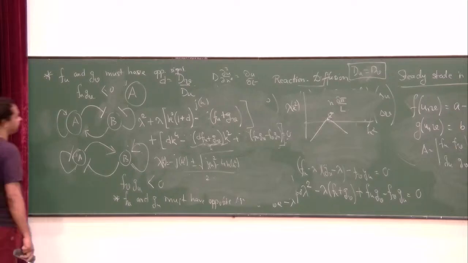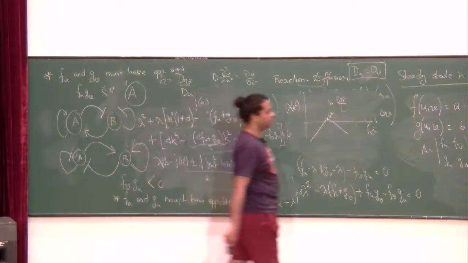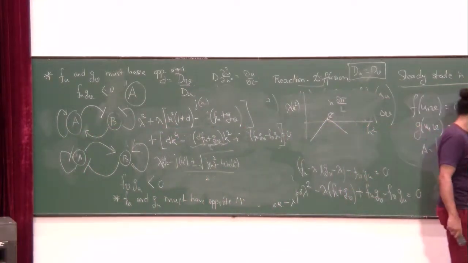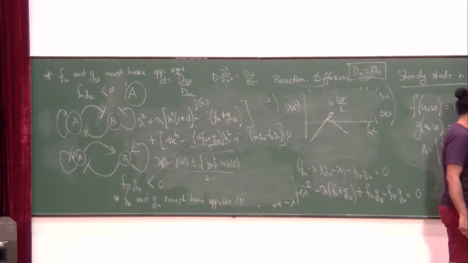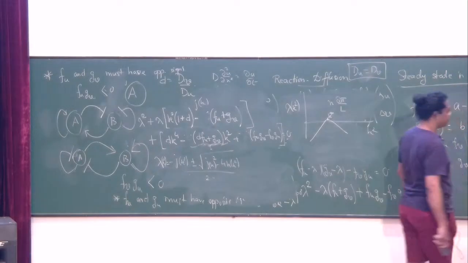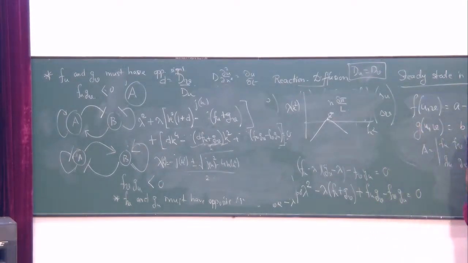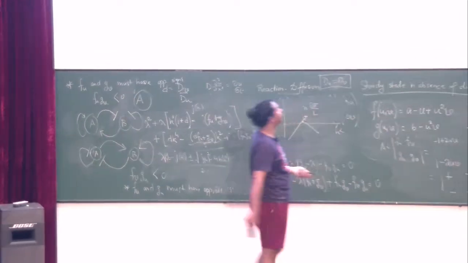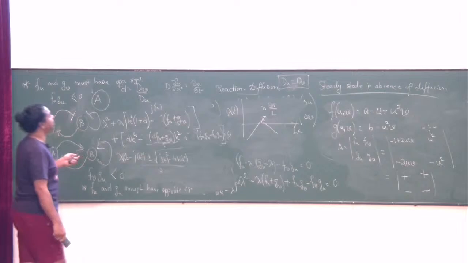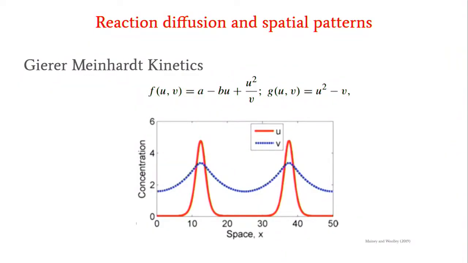Hopefully it will come back. Okay. So Fu and Gv have opposite signs, Fv and Gu have opposite signs. So provided now you choose your diffusion coefficient appropriately, you will see patterns. And indeed, like we showed, you do indeed see patterns. So this is the concentrations U and V for these two species, for some particular choice of parameters.